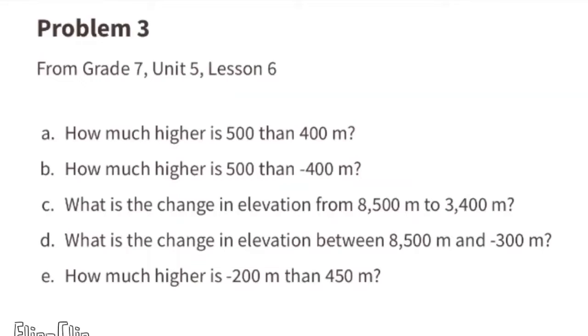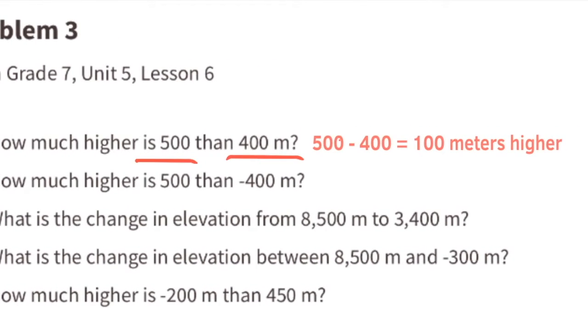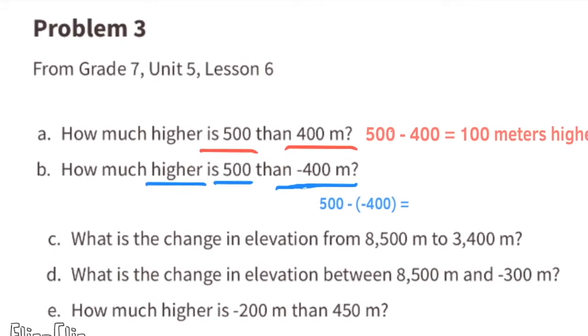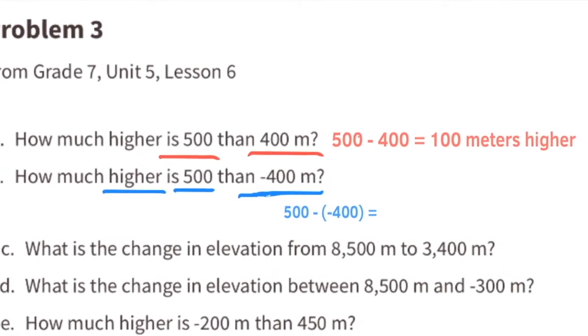Problem number 3 from 7th grade, Unit 5, Lesson 6. A. How much higher is 500 meters than 400 meters? 500 minus 400 equals 100. So 500 meters is 100 meters higher than 400 meters. B. How much higher is 500 meters than negative 400 meters?